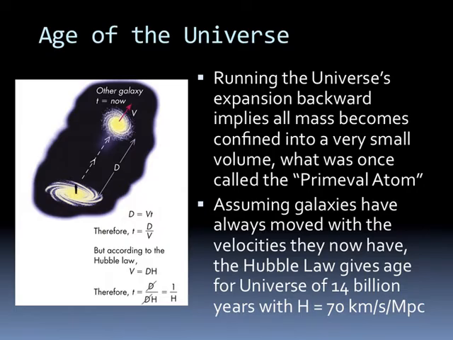So if the universe is expanding, and we know the rate at which it's expanding, that means at some point things were closer together. So let's play the history of the universe in reverse. If we run the universe's expansion backward, it implies all mass becomes confined to a very small volume that we call the primeval atom. Now, if we assume galaxies have always moved with the velocities they now have, Hubble's law gives an age of the universe of about 14 billion years.